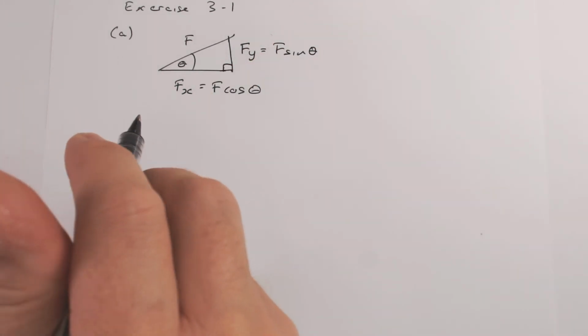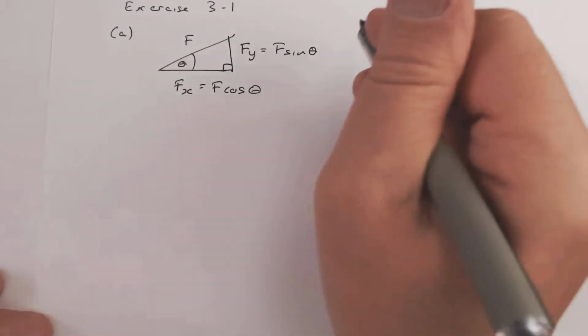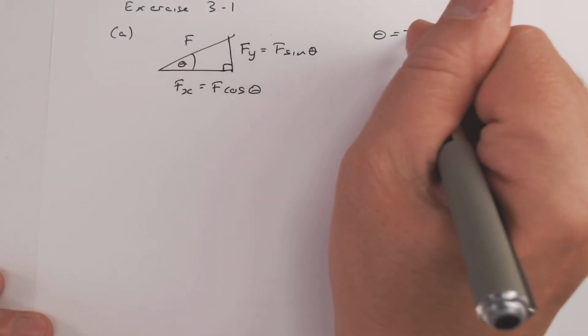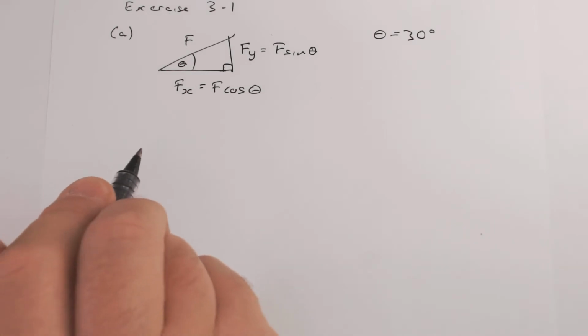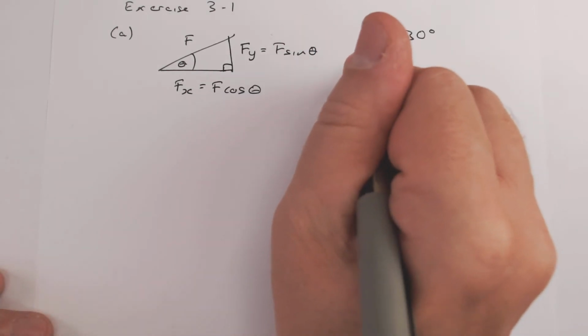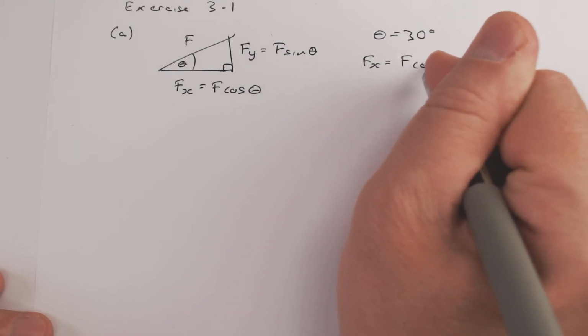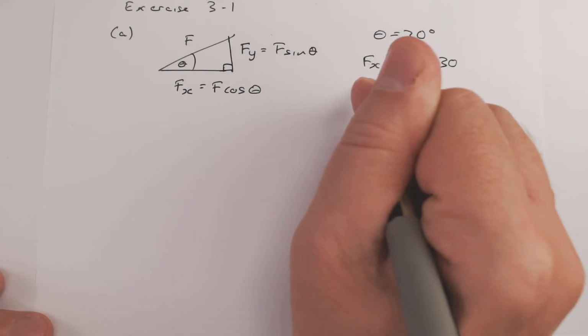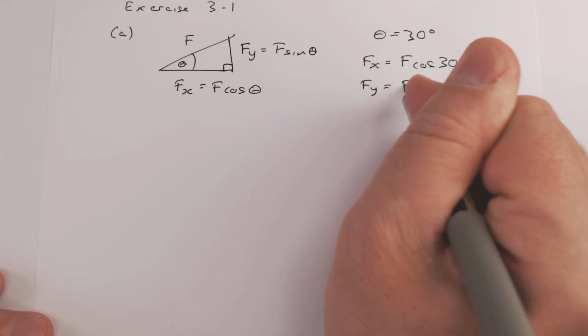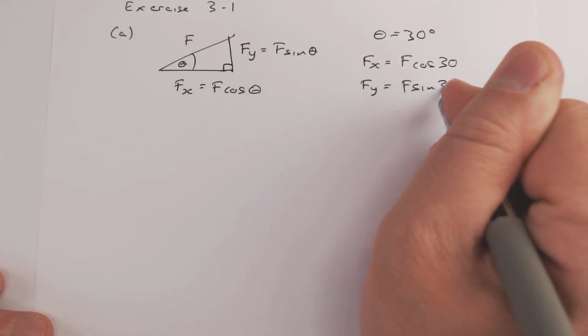Now we've been told an actual number for our angle here, so we've been told that we want to be using 30 degrees. So that means I'm going to have Fx equals F cos 30, Fy equals F sine 30.